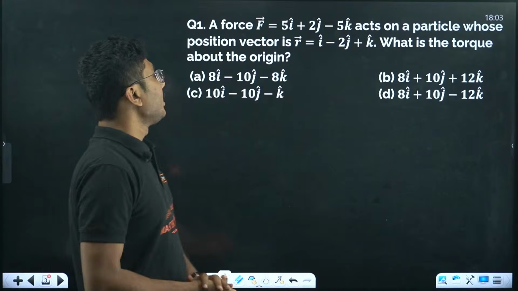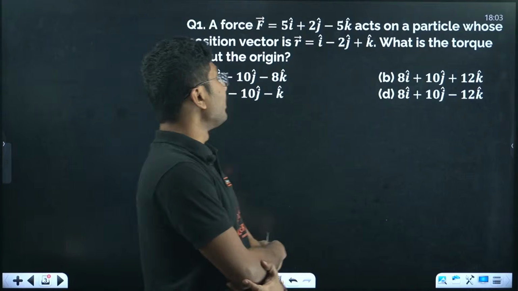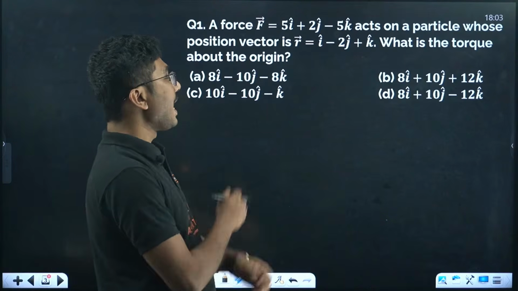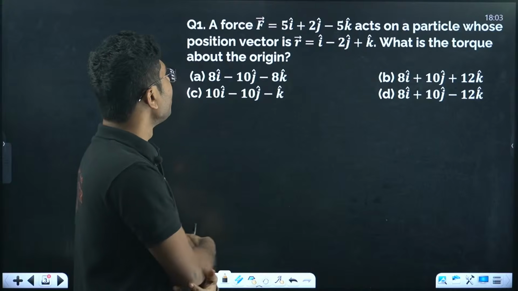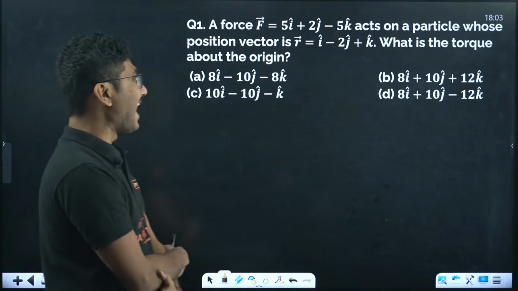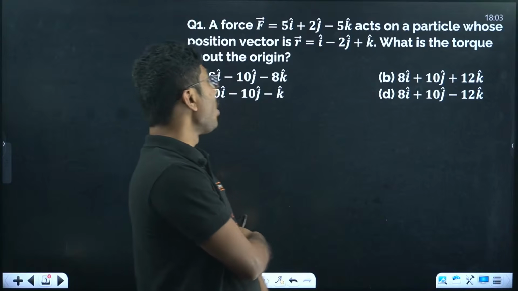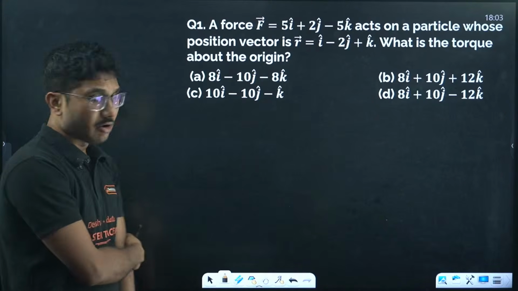First question: a force F equals 5i plus 2j minus 5k acts on a particle whose position vector is r vector equals i cap minus 2j cap plus k cap. What is the torque about the origin?